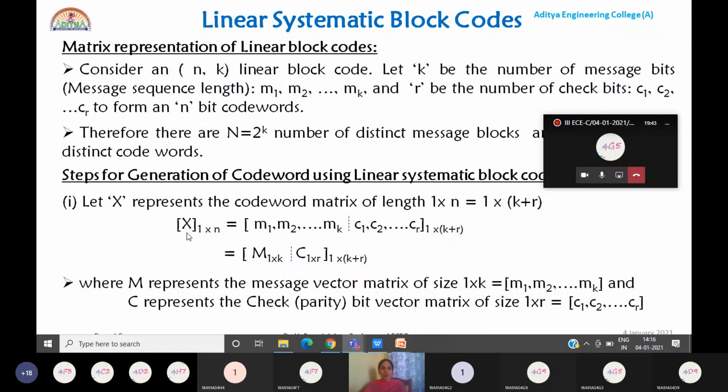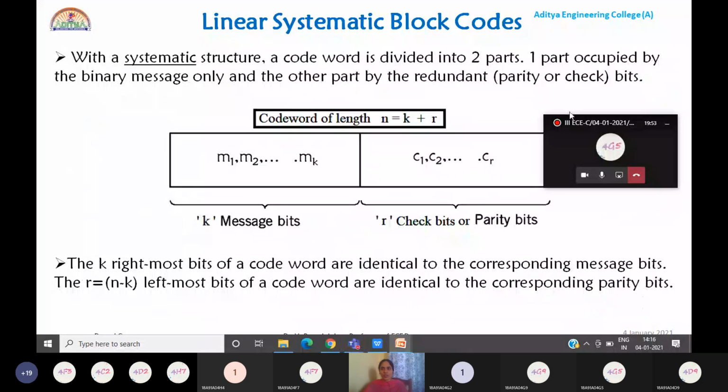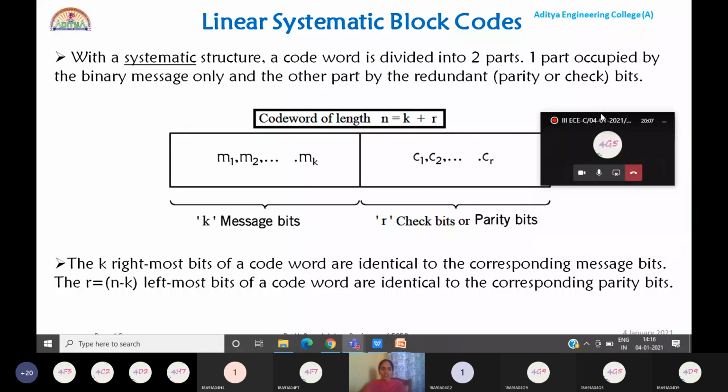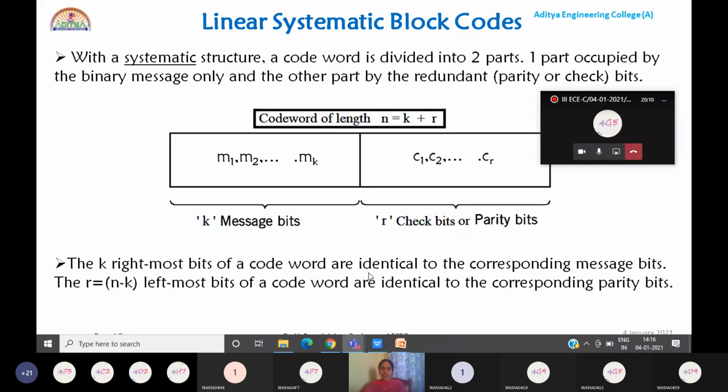So please remember, a code word can be constructed as k message bits followed by r check bits. Here you can observe a systematic structure where a code word is divided into two parts, and k message bits followed by r check bits form a code word of length n. The k rightmost bits of the code word are identical to the corresponding message bits. So r is equal to n minus k. How many check bits are there? n minus k, because n is equal to k plus r.